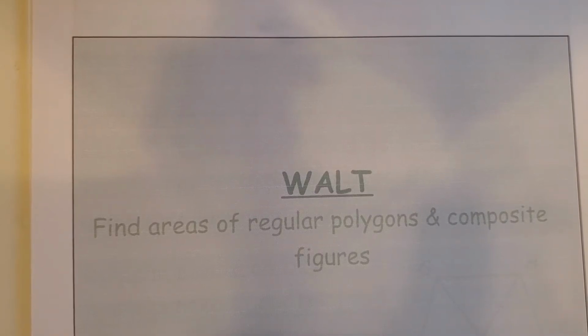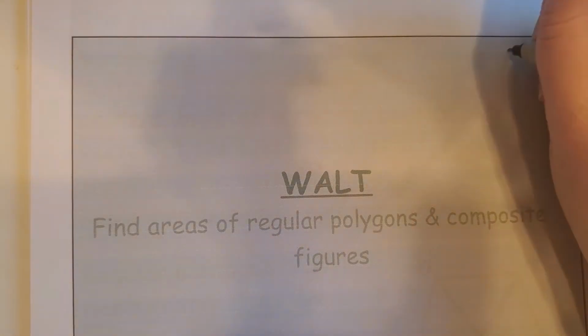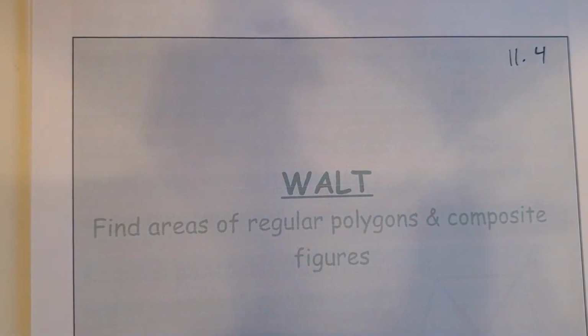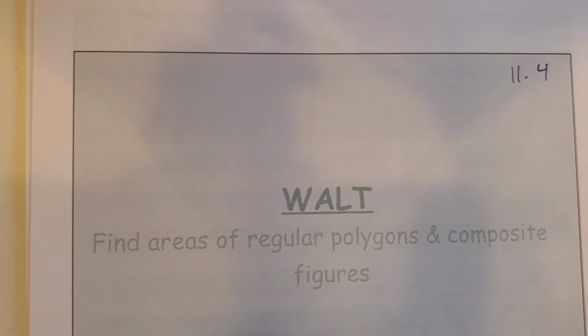So, brand new topic, not really much to say to start off. Two different ideas that we're talking about today, areas of regular polygons and also of composite figures. So it is going to be some brand new information. It is a brand new section. It's section 11.4 if you guys need to find any additional information about it. But let's just jump right into it.